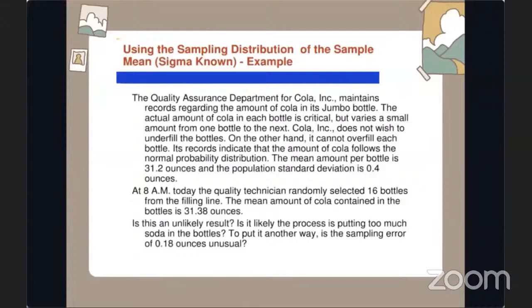At 8 a.m. today, the quality technician randomly selected 16 bottles from the filling line. The mean amount of cola in the bottles is 31.38 ounces. Is this an unlikely result? It's likely the process is adding too much soda in the bottles. To put it another way, is the sampling error of 0.18 ounce unusual?